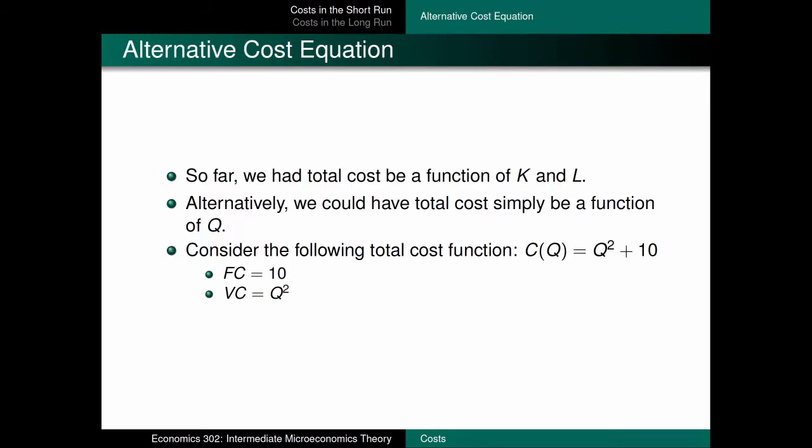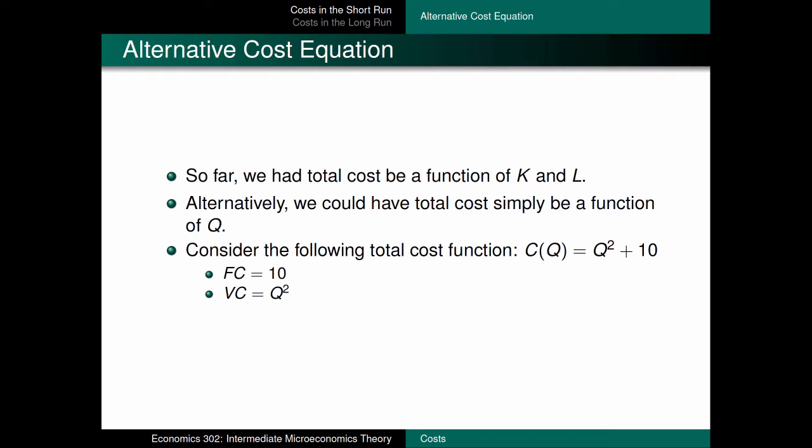In the previous class, we discussed total cost as a function of capital and labor. In particular, we analyzed a total cost function in which total cost equals fixed cost plus variable cost. Alternatively, we can have total cost be a function of quantity. As such, total cost depends on how much output the firm produces as opposed to the amount of workers that the firm employs and the number of machines that the firm owns.